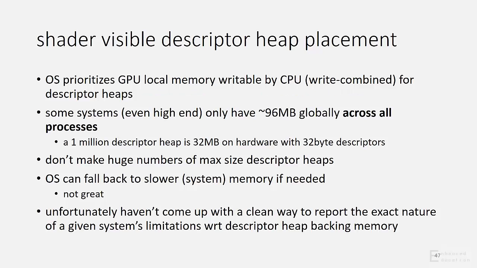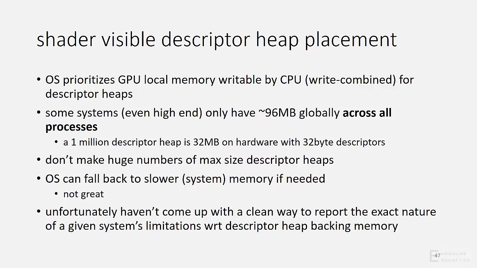Now it turns out that on a lot of systems, even high-end ones, memory that has these properties is limited to only 96 megabytes globally across all processes. To put that in perspective, a descriptor heap with 1 million entries in it would consume 32 megabytes with descriptors that were 32 bytes in size, which is fairly typical. And even that quickly eats out of the total optimal memory available.